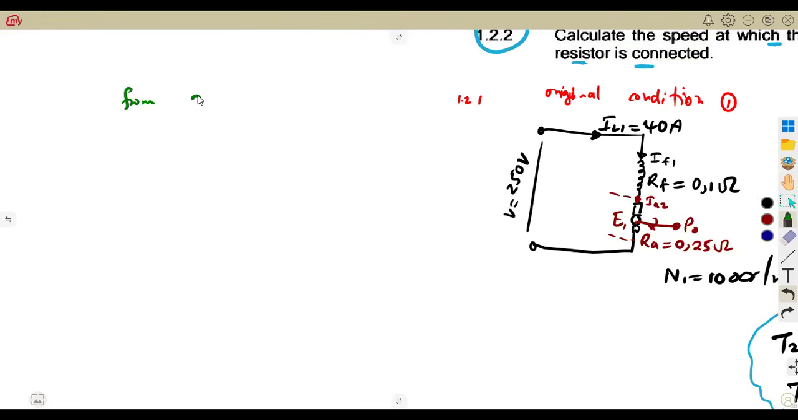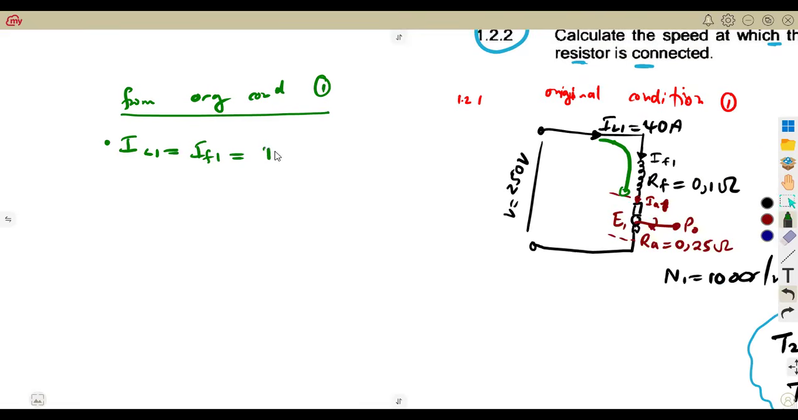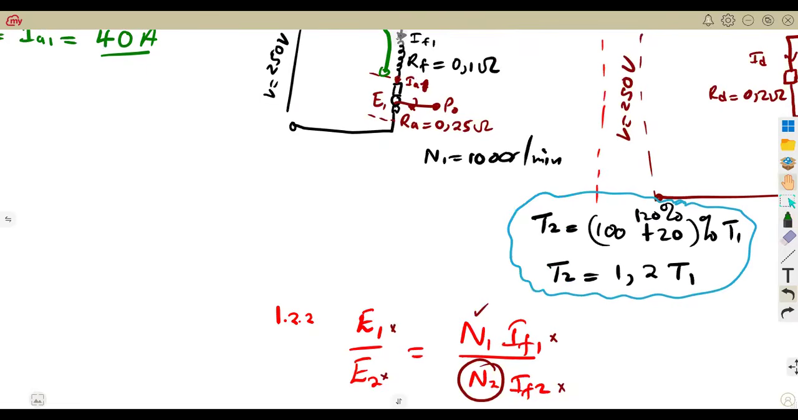From that original condition, what is it that we can have? Load current is the same. It's a series, so it follows that the load current is the same as the field current, and the same as the armature current. Armature current 1 is also the same as what we had on the load, which is 40 amperes. So the field current is there.